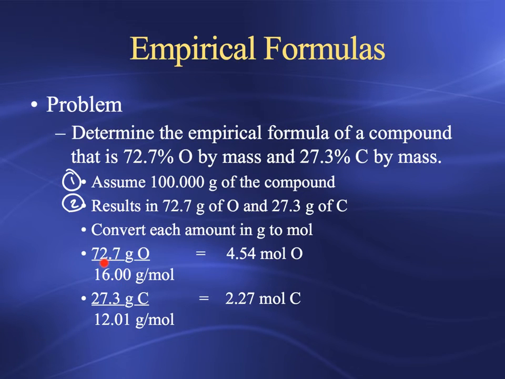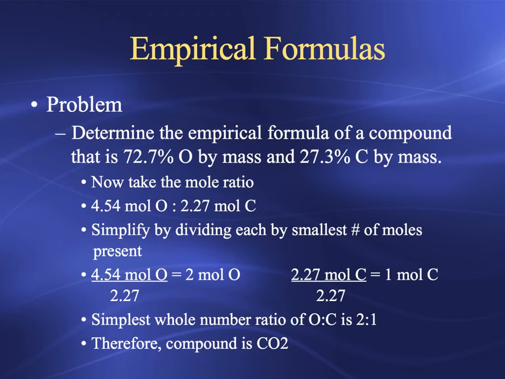Well, 72.7 grams of oxygen, okay, that's what we're starting with, divided by its molar mass, 16.00 grams per mole. That's going to give you 4.54 moles of oxygen. Do the same thing with carbon, but don't forget its molar mass is different: 27.3 grams, converting to moles, you divide by its molar mass, 12.01. You get 2.27 moles of carbon. So step 3 is to convert the number of grams into moles. Grams to moles. Okay, that is step number 3, which really means divide by the molar mass.